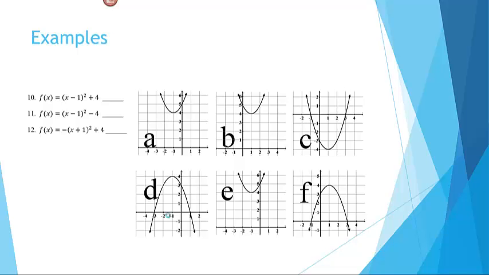Our f of x equals (x minus 1) squared plus 4. So on this equation, we went right 1 and up 4. So which one of these has a left 1 and up 4? So, left 1.